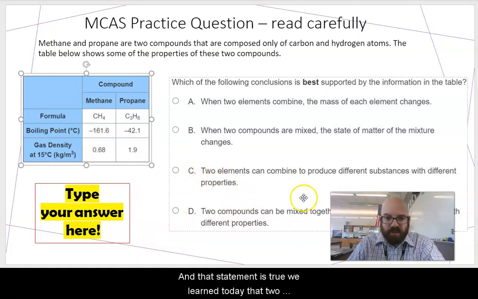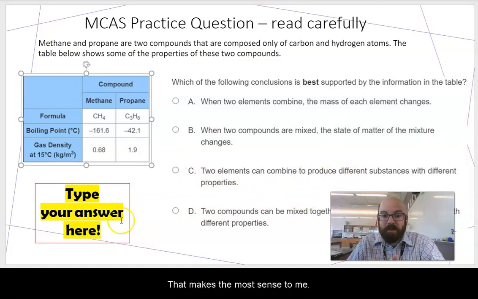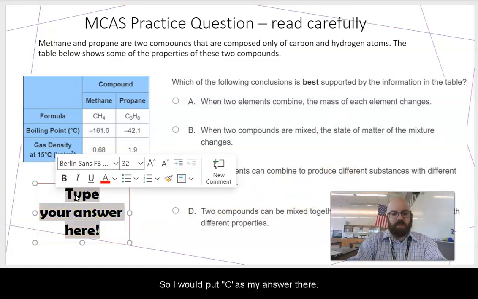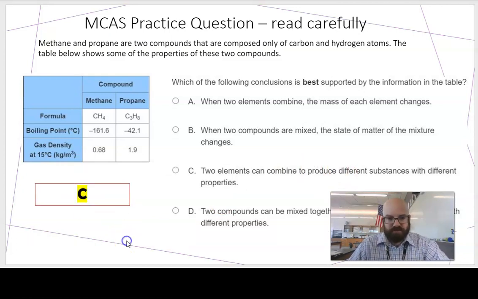And that statement is true. We learned today that two elements can combine to produce different substances. That makes the most sense to me. So I would put C as my answer there.